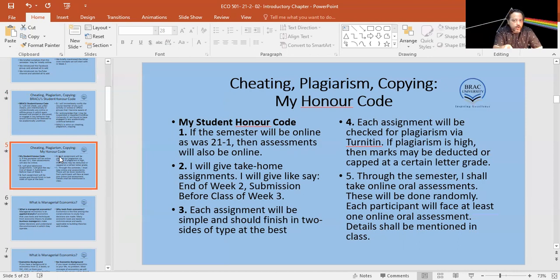The time will be given very much well in advance so that you can organize your other activities. And each participant will face at least 1 online oral assessment, if possible 2. Details shall be mentioned in the class. Okay, so that was the end of the beginning, what we covered in the last week: the student honor code of BRAC University and the student honor code of myself.